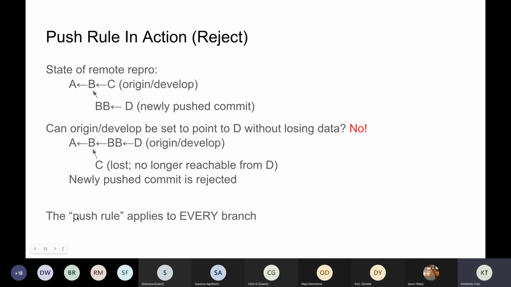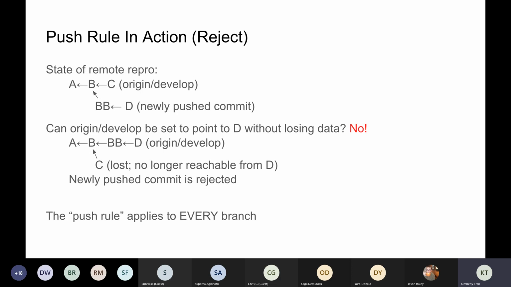Okay. Another key idea is that this push rule applies to every single branch. There's nothing special about the master or the develop branch. It applies even to a branch that you create. So if you have a private branch and it gets in this state, perhaps because you've rewritten your branches locally and you try to push, you'll also get this newly pushed commit rejected. So it's a generic mechanism. There's nothing special about those other branches.